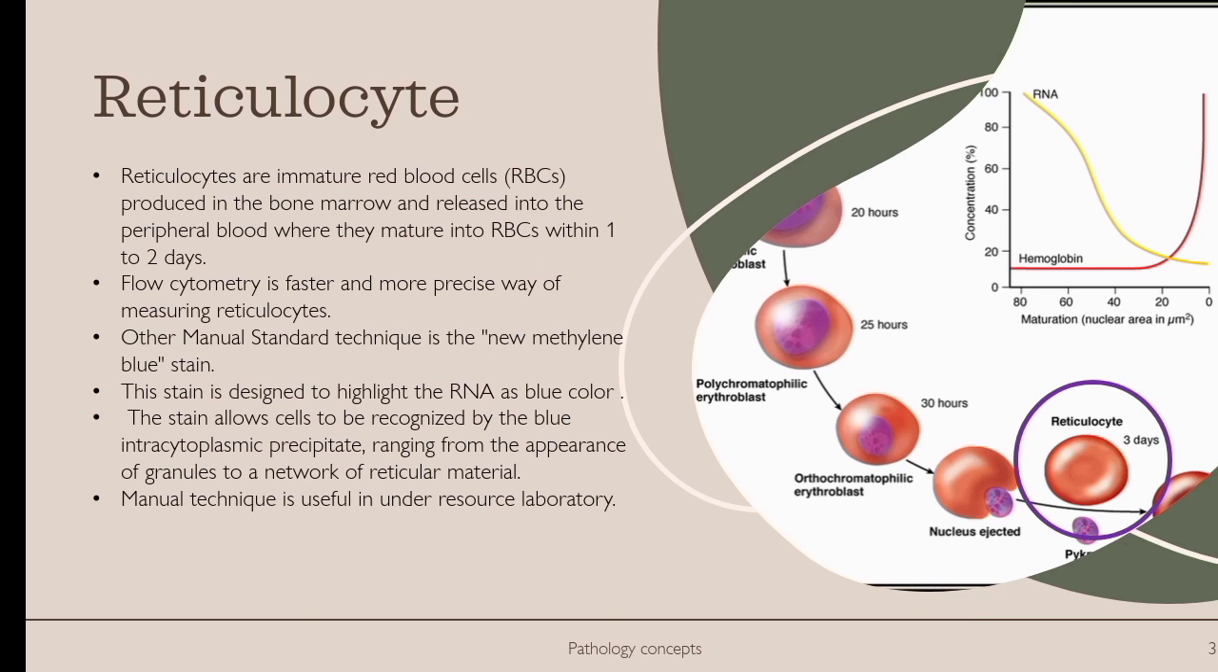The other manual standard technique is the new methylene blue stain. This stain is designed to highlight the RNA as a blue color. The stain allows cells to be recognized by the blue intracytoplasmic precipitate, ranging from the appearance of granules to a network of reticular material. The manual technique is useful in under-resourced laboratories.